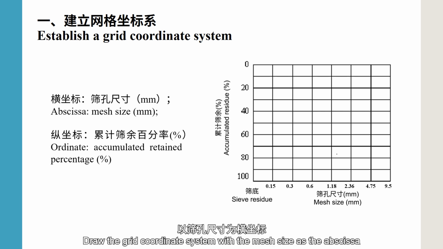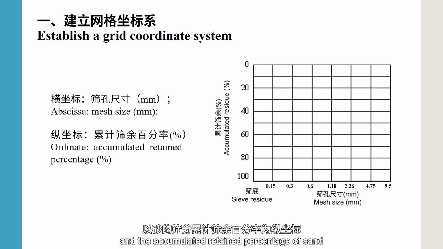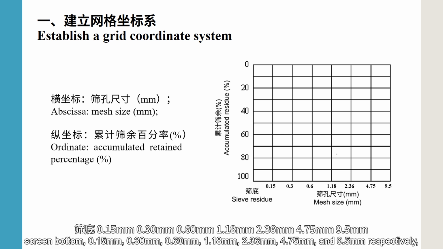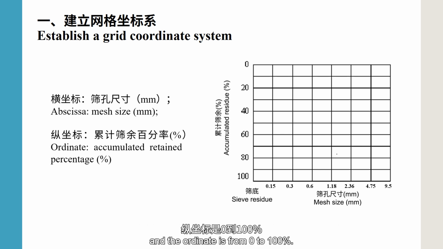Draw the grid coordinate system with the mesh size as the abscissa and the accumulated retained percentage of sand after sieving as the ordinate. The abscissas in the coordinate system are screen bottom, 0.15 millimeters, 0.30 millimeters, 0.60 millimeters, 1.18 millimeters, 2.36 millimeters, 4.75 millimeters, and 9.5 millimeters respectively, and the ordinate is from 0 to 100%.